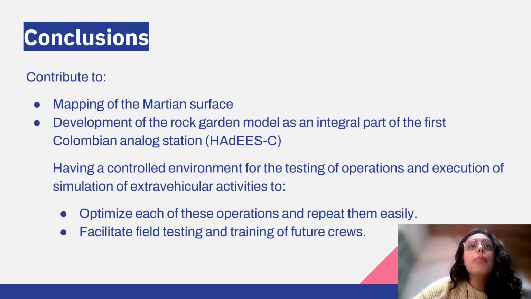With this work, I hope to contribute to the mapping of the Martian surface, as well as developing this rock garden model as an integral part of the first Colombian analog station. Its scientific aim is to test protocols that optimize the operation of robotic and human extravehicular activities in a future space mission, and to improve its design and construction by evaluating its status.